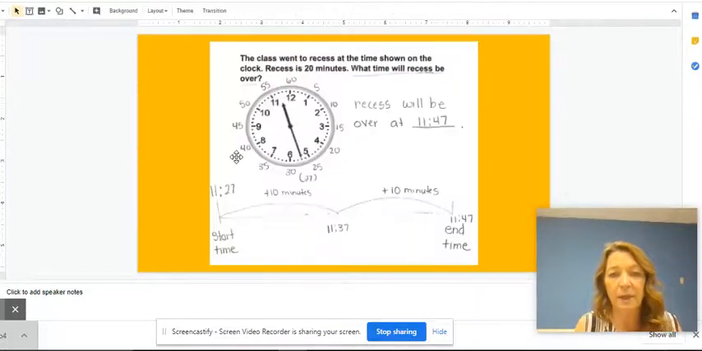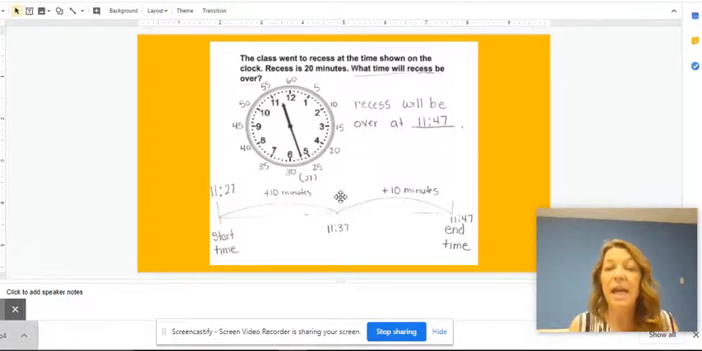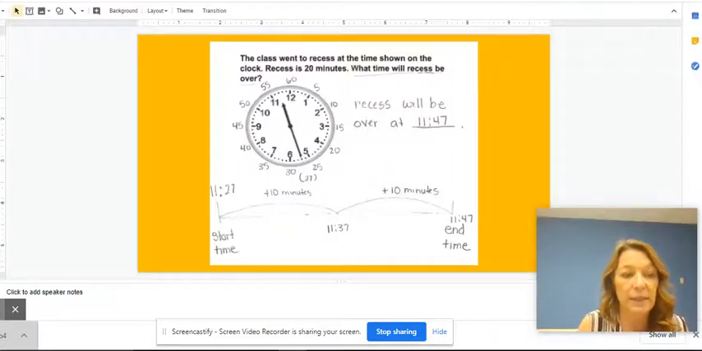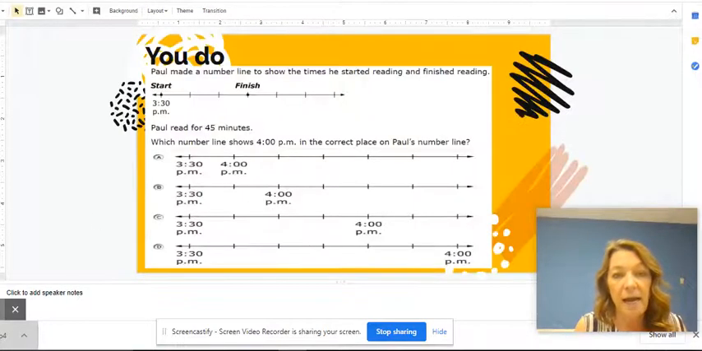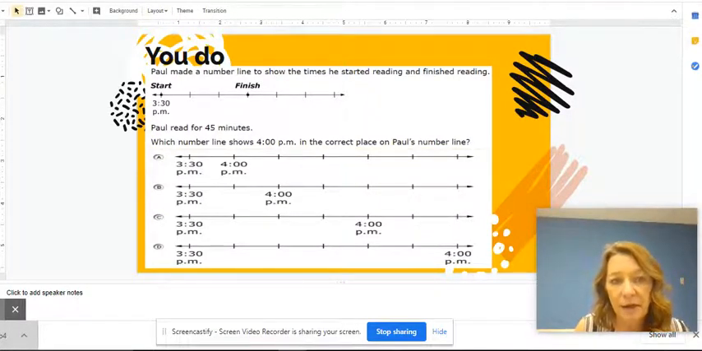So let's look at our picture. So 11:27 is our start time. 10 more minutes takes us to 11:37, and 10 more minutes is 11:47. So recess that starts at 11:27 ends at 11:47. All right, now it's your turn. But come on, you've had it easy so far. Here's a couple to solve, and a couple different ways of looking at it.